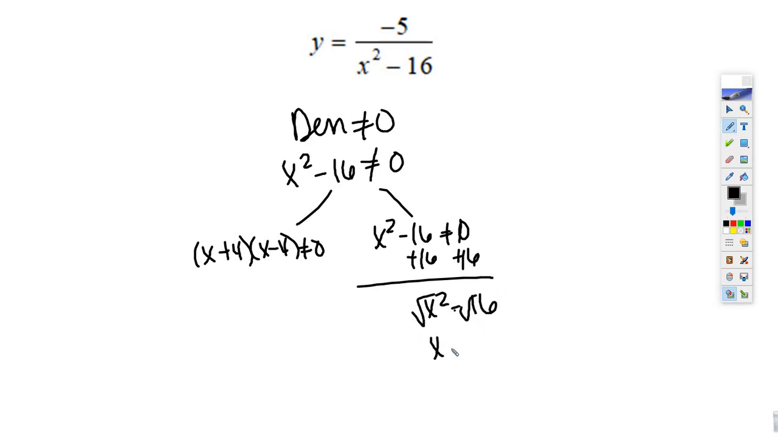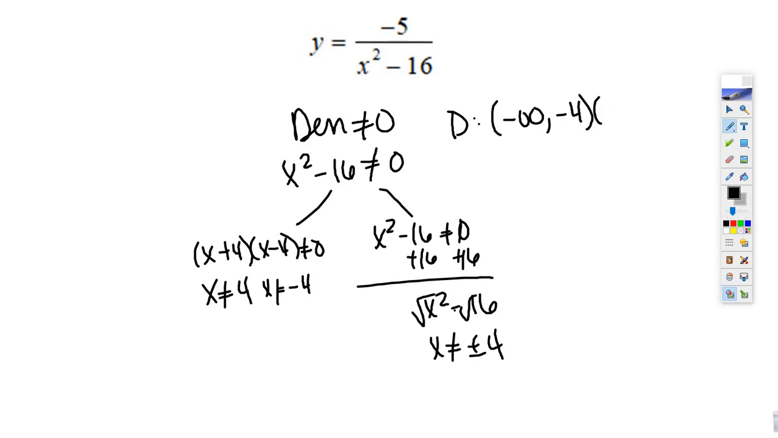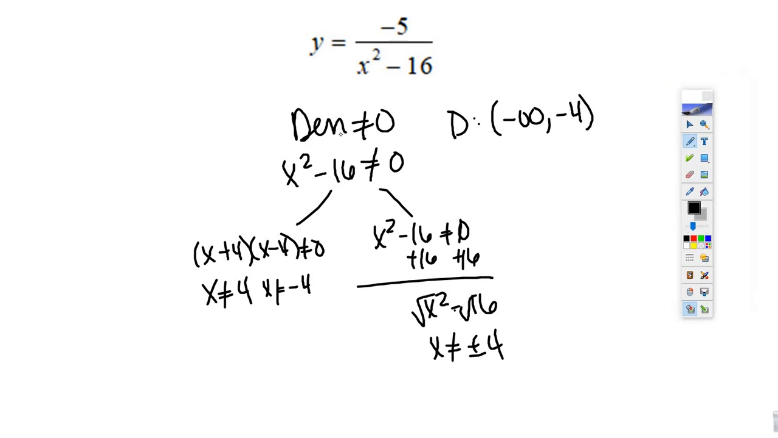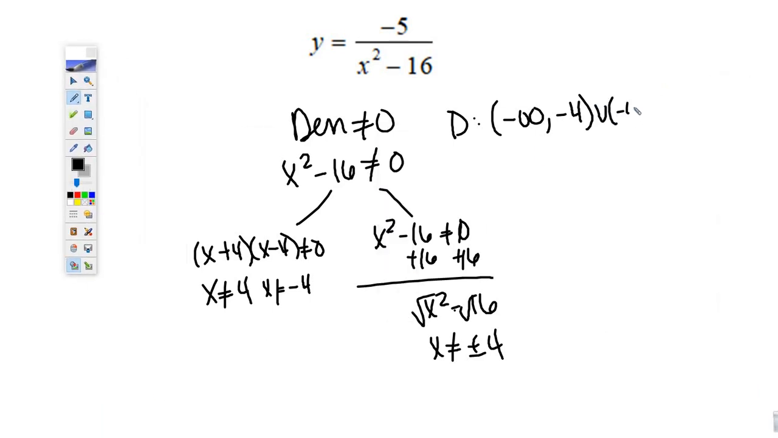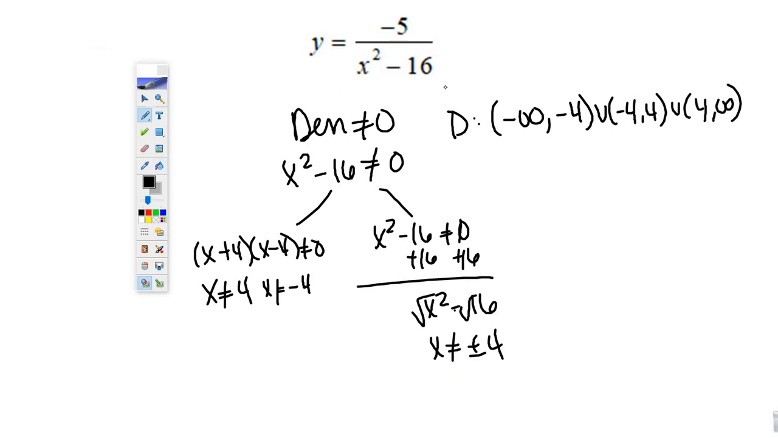And square root both sides. We get x cannot be plus or minus 4. And this would be x cannot be 4 and x cannot be negative 4. Okay? So you get the same solution either way. So it says it can be anything in the real number system except negative 4 and positive 4. So anything means I start with negative infinity up to negative 4, union, negative 4 to 4, union 4 to positive infinity. Okay?